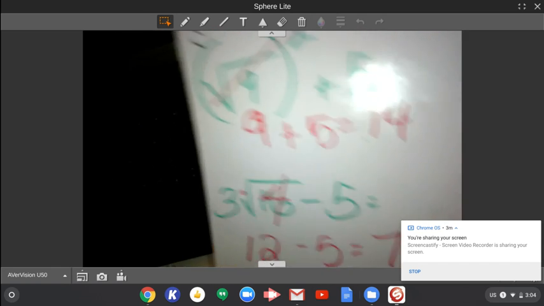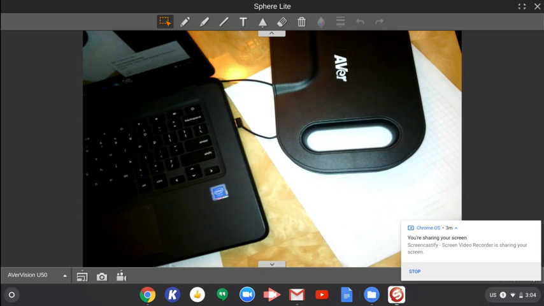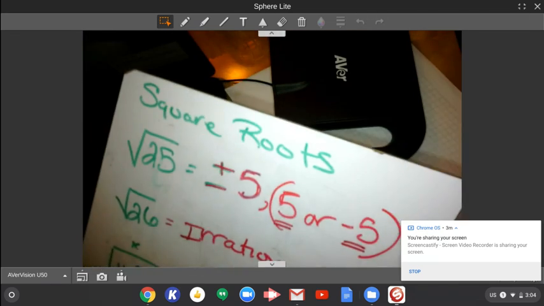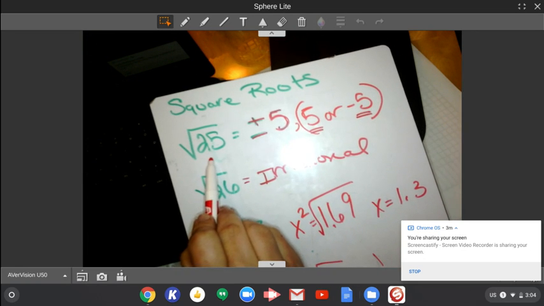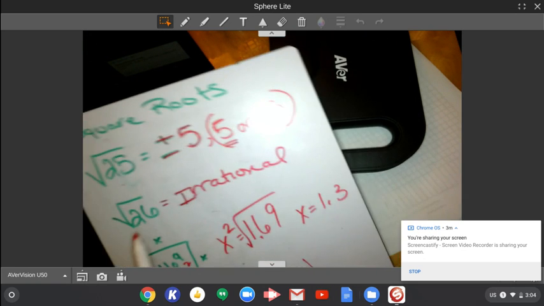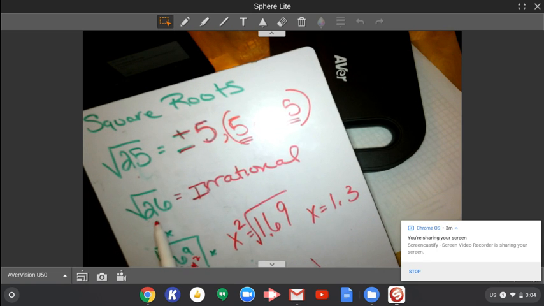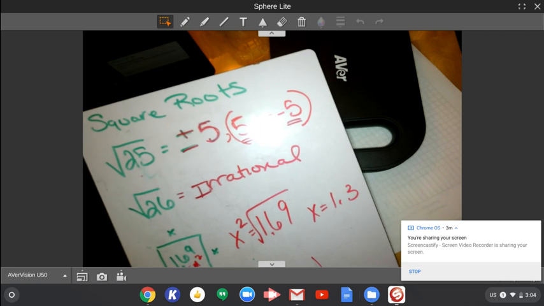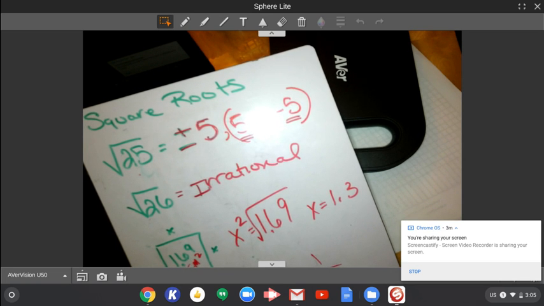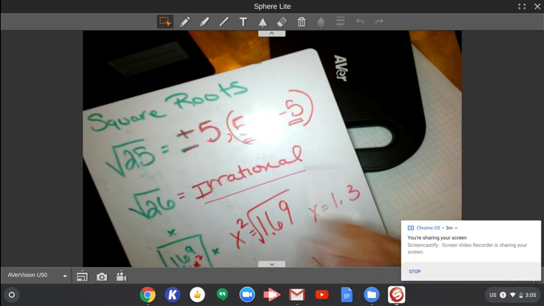Okay, let's talk a little bit about rational and irrational numbers. So remember, your rational numbers are the numbers you can take the square root of. Irrational numbers are going to be long decimals, never ending when you try to take the square root. So a number that does not have a perfect square, is not a perfect square, is going to be irrational.